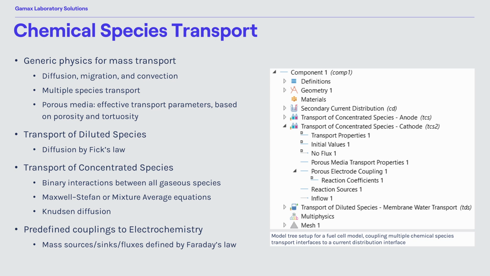Species transport. Here you can see on the right a snapshot from a 1D model. Some of the nodes and subnodes are visible. So you could use either the transport of concentrated species or transport of diluted species based on the content ratio of the solvent to the reactant. So you can decide whether the diluted species or the concentrated species interface is the right choice for you.